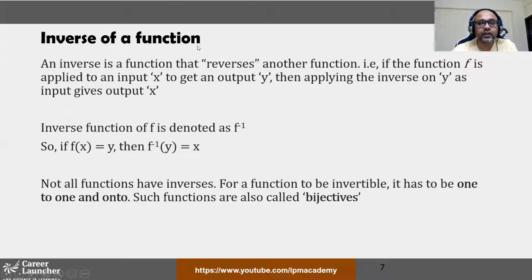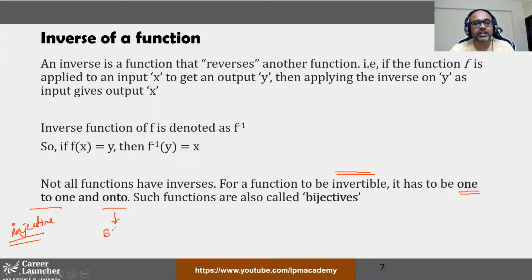So a function which has an inverse is called invertible. It can be invertible if and only if it is both one-to-one and onto. That is, it is both one-to-one. If you remember, what is the name? It is into or injective. It is injective. Onto, the other name is surjective.